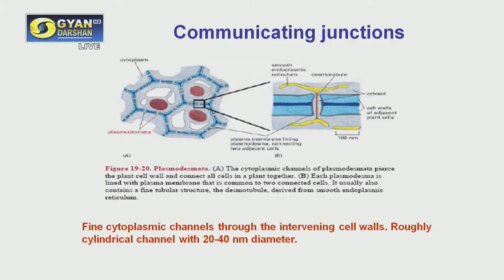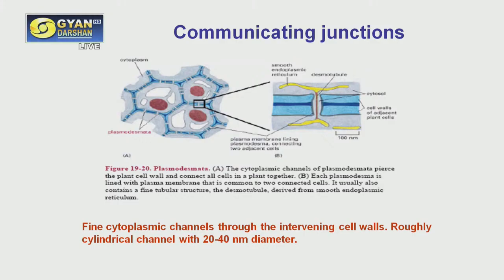So you can see that there is a tubule, almost red colored, or slightly brownish colored, tubular structure which actually penetrates, and that tubular structure we call the desmotubule. This desmotubule actually originates from the endoplasmic reticulum, that is the smooth endoplasmic reticulum. You know, the endoplasmic reticulum is a cell organelle. So it originates from the smooth endoplasmic reticulum and it pierces through the intervening cell walls.